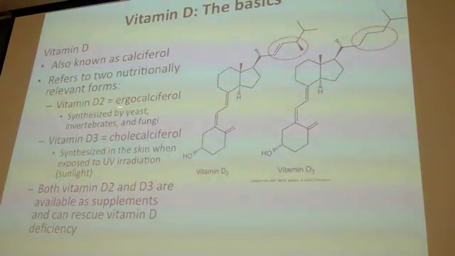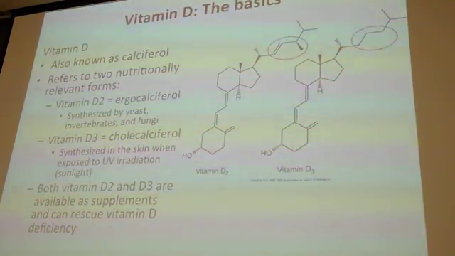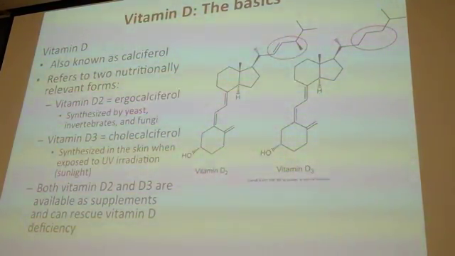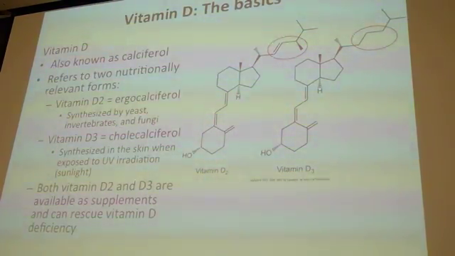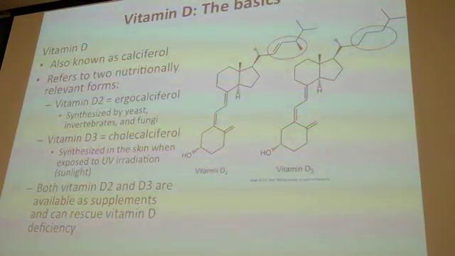One is referred to as vitamin D2 or ergocalciferol, and this is produced by fungi like yeast as well as invertebrates, and also from some plants. Its name, ergocalciferol, is derived from ergosterol, which is a relative of cholesterol. And in addition, what's really unique about vitamin D is that we can synthesize this in our skin if we are exposed to sunlight. In this case, we call this cholecalciferol, because it's derived from cholesterol.